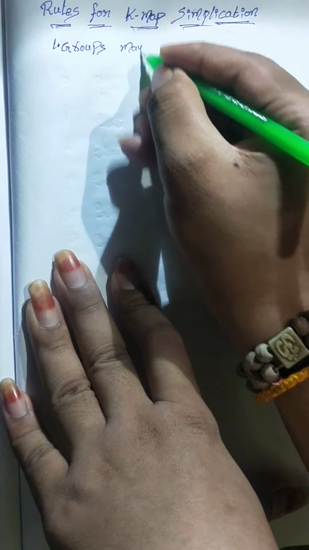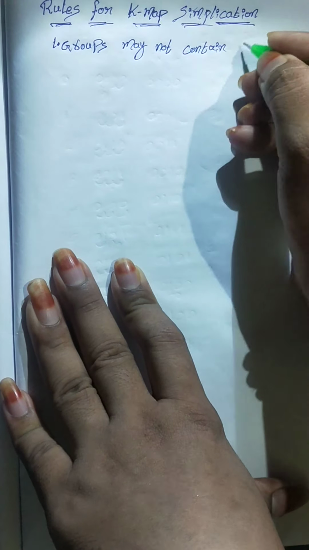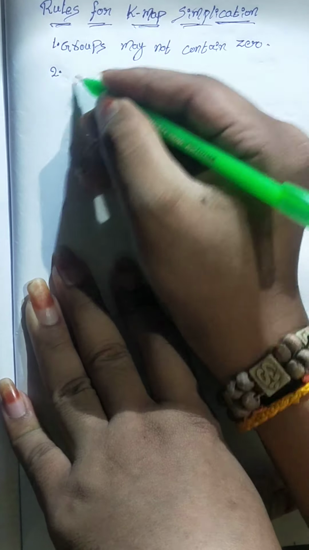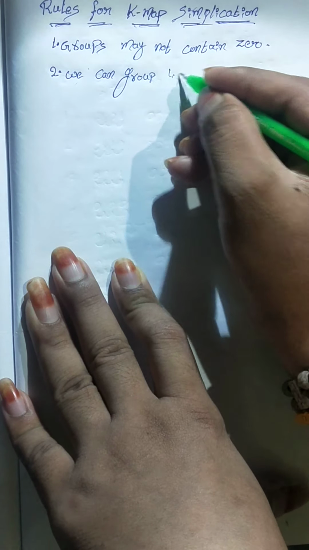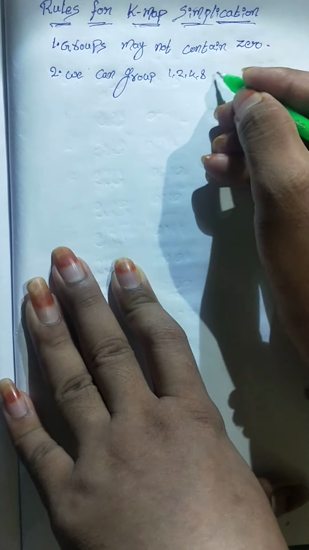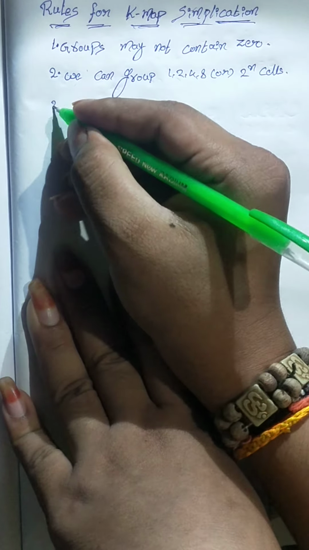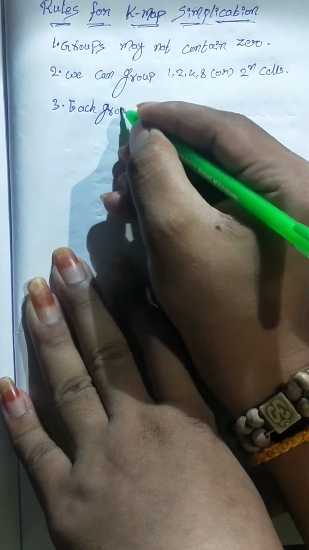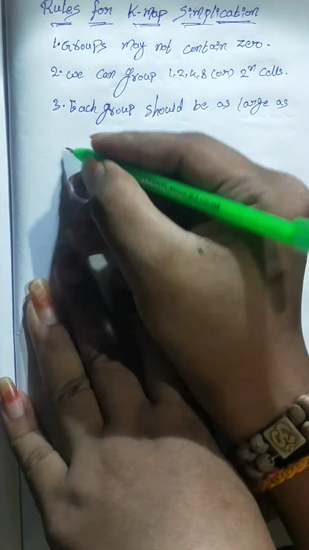Groups may not contain 0. We can group 1, 2, 4, 8, or 2 power n cells. Each group should be as large as possible.